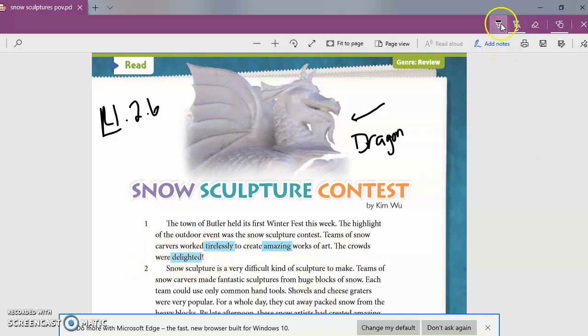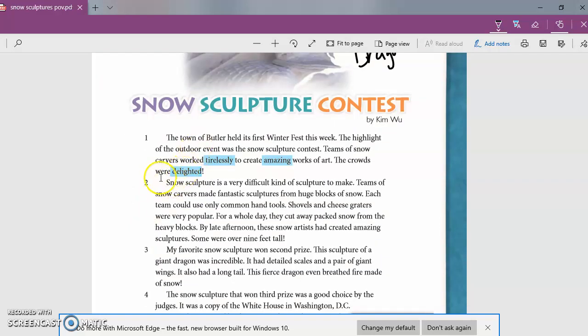So from these describing words, amazing and delighted are positive describing words. So I can already tell that the author thinks really good things about the snow sculptures. Let's keep reading in paragraph 2 to see if that opinion stays the same.